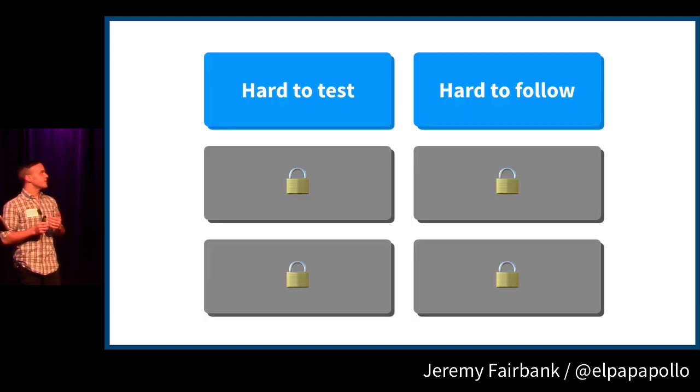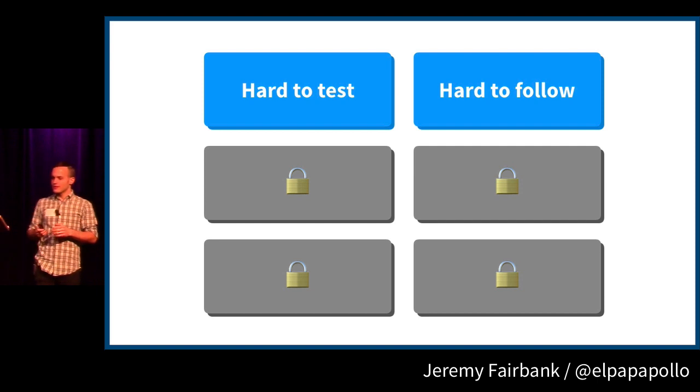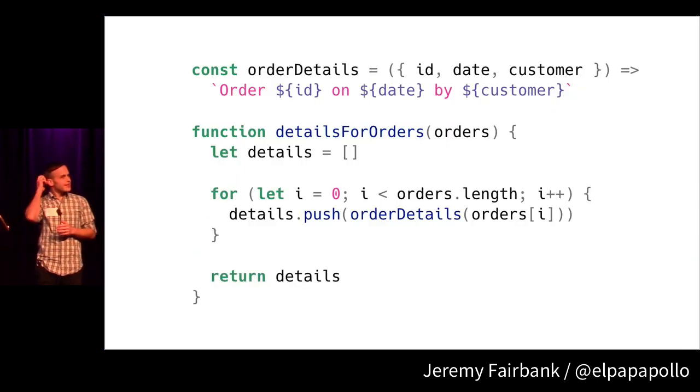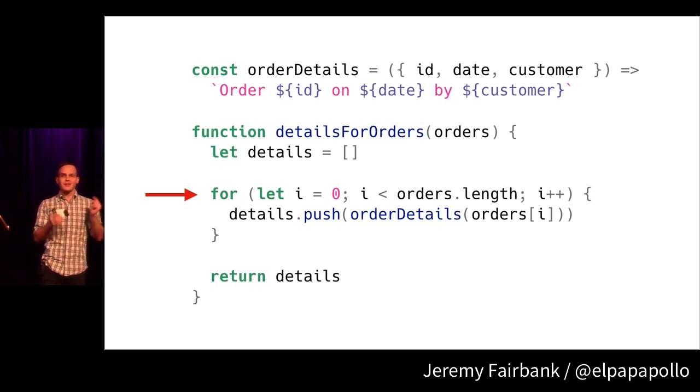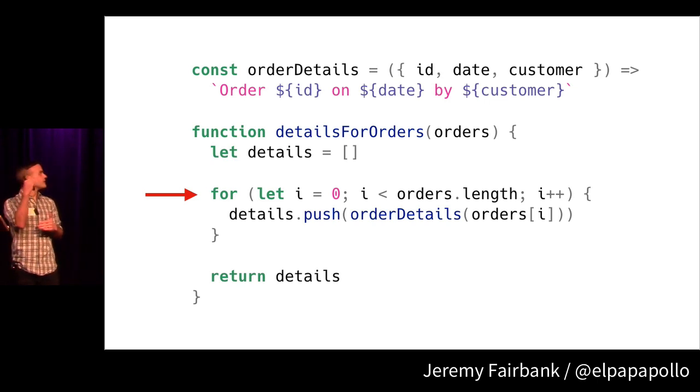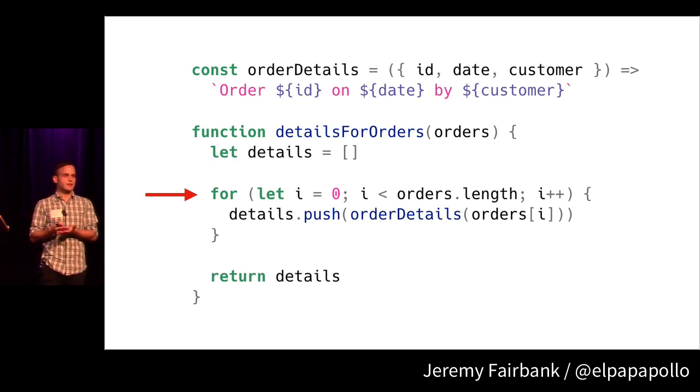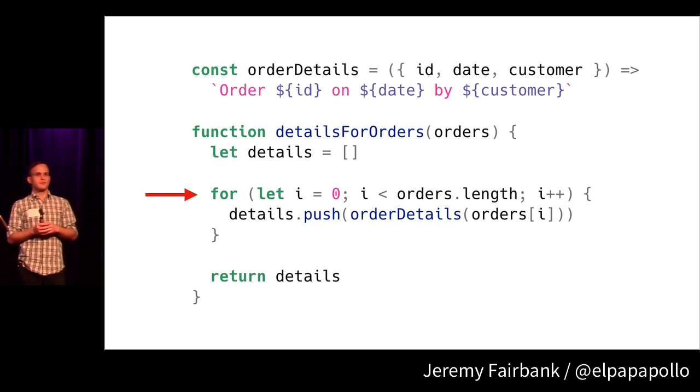So the next problem, hard to follow code. What do I mean by that? Let's return back to the details for orders function. We have this for loop here. This is a little problematic, especially if you're already familiar with functional programming. You're probably wondering, why did I pick a for loop here? One of the problems is that it's not immediately evident what's going on. I have to read through it, see these steps, and realize, oh, that for loop's just iterating through the array, and we're going to transform the array and make a new one that has the details for every order in it. But that's a lot of steps and instructions that we have to provide to the computer. So this code isn't very self-evident or clear about the ultimate goal we want to accomplish here.